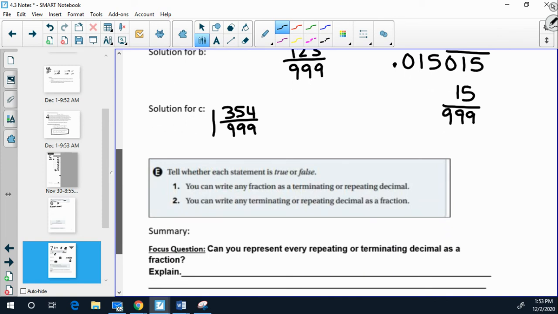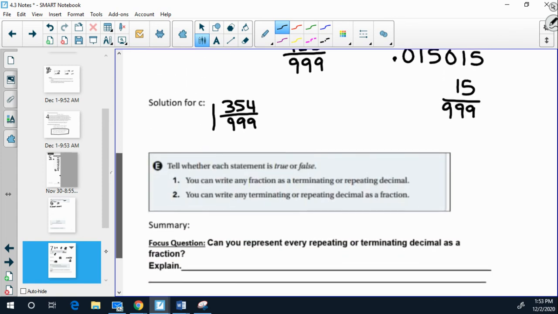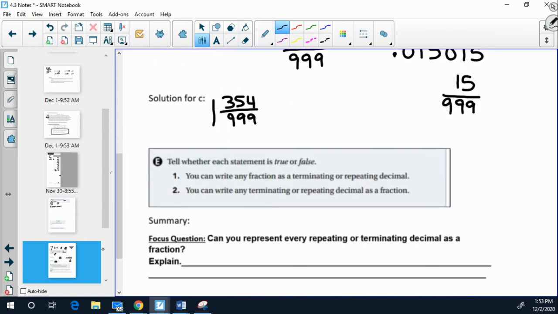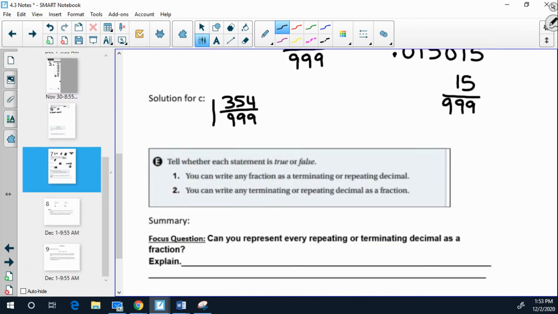And real quick here, we're going to look at these true or false statements. Here, you can write any fraction as a terminating or repeating decimal. This is true. We just have to take numerator divided by denominator. Next part, you can write any terminating or repeating decimal as a fraction. This is also true. If we can convert it one direction, we can always convert it back to the other format.